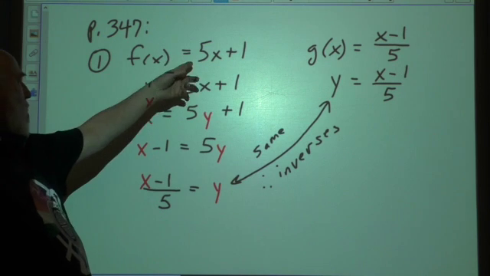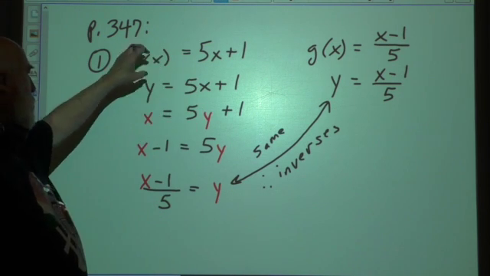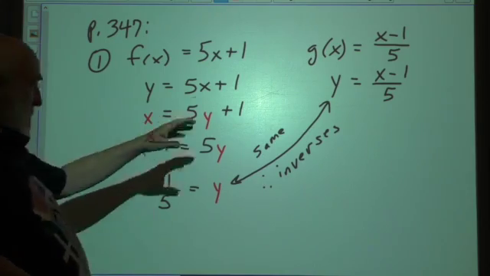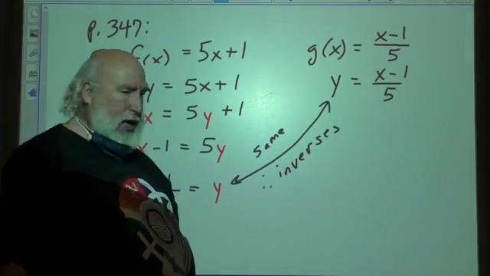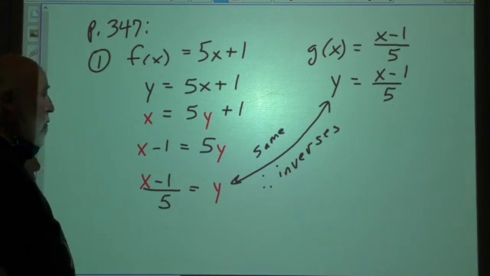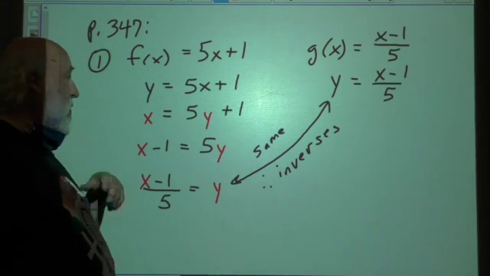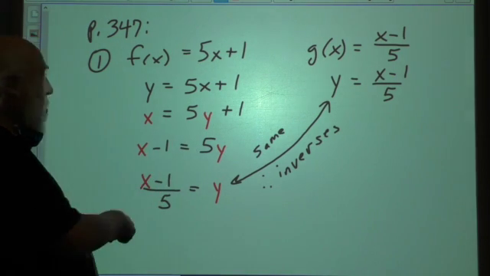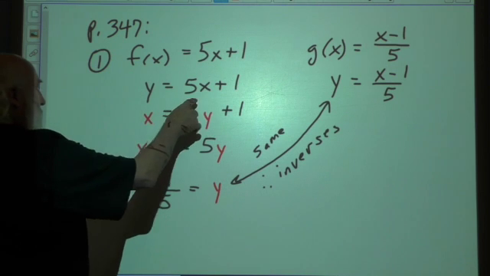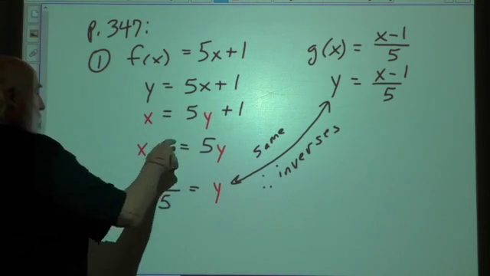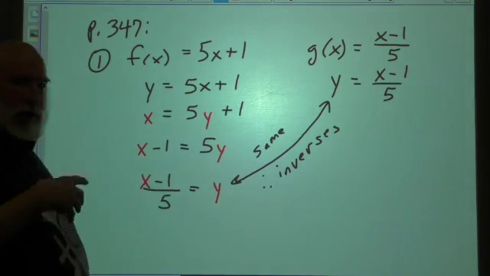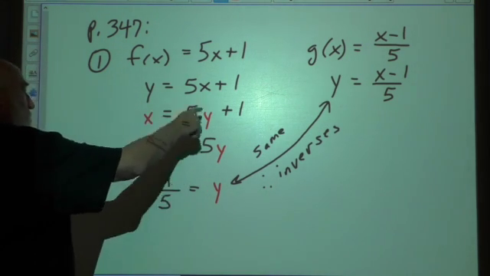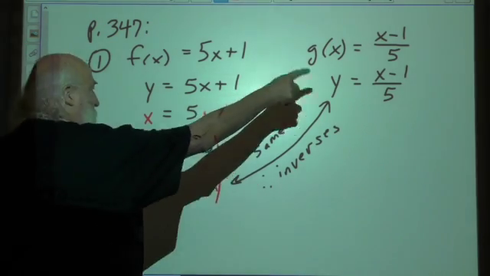But in this problem here, what you're going to do, I took the f of x and I changed that to a y. And I did the same thing here with the g of x and changed that to a y. And what we want to end up with then is the exact same formula when you interchange x and y. So I interchange x and y here. So this x came over here, this y came over here. Just change it. You don't have to do any mathematical manipulation with that. Now we're going to rewrite this equation in terms of y and see if we get the same thing over here.